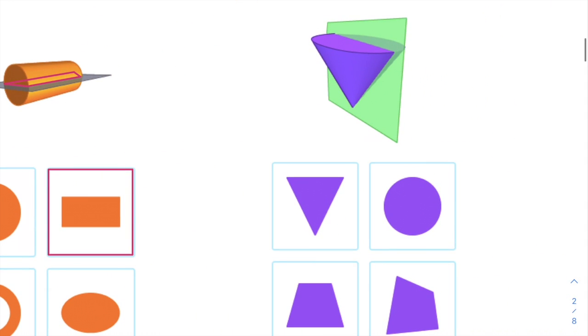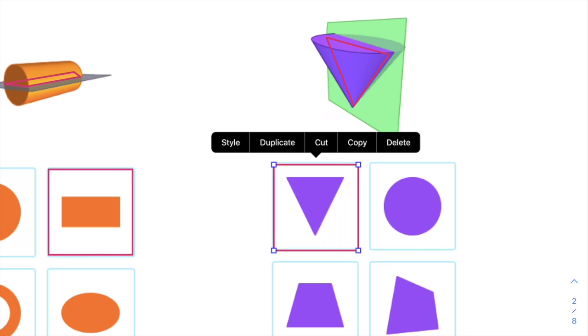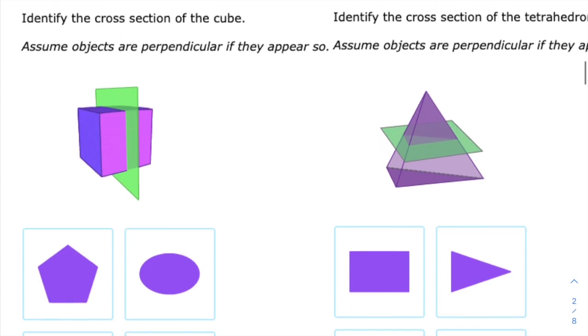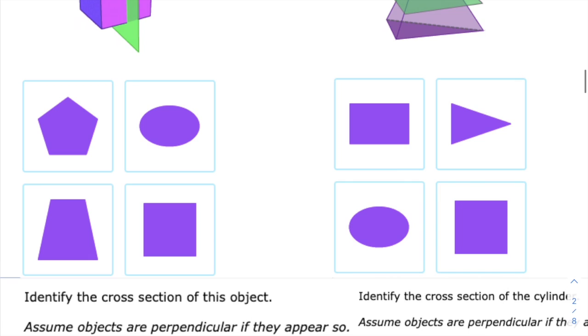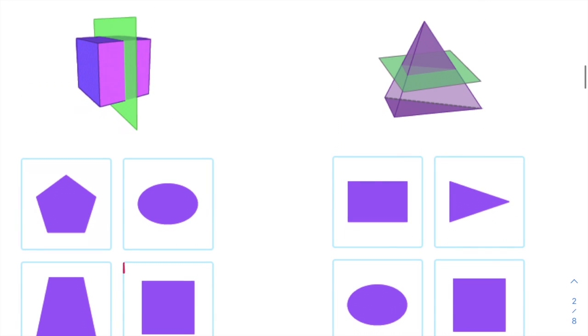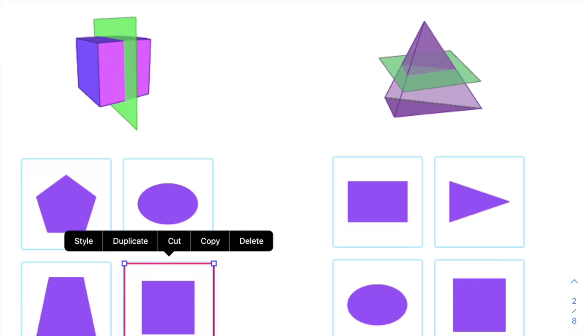All right, this next one, ooh, a cone will actually have a triangle that is left as a result. So this is a triangle cross section. All right. We get a couple more. This one's going to be a square because it was a cube that was cut.